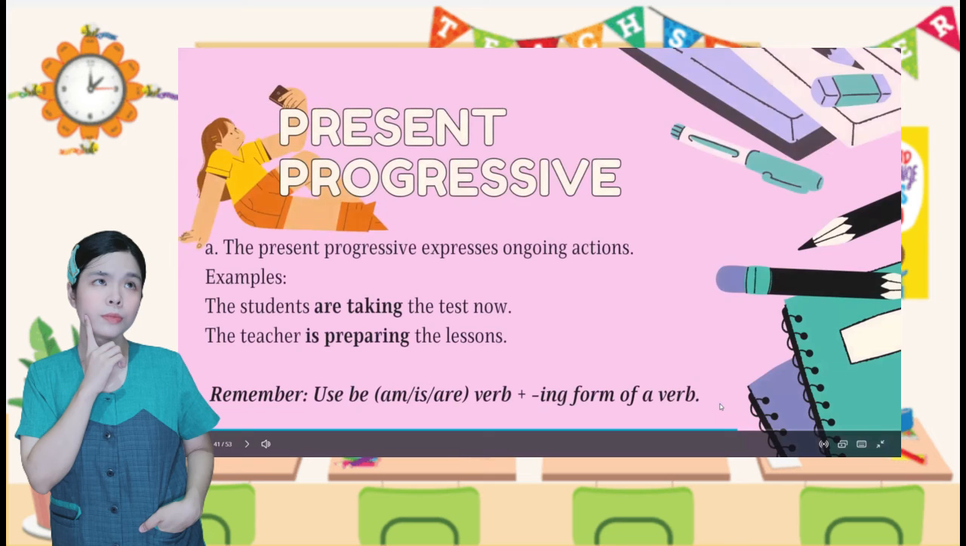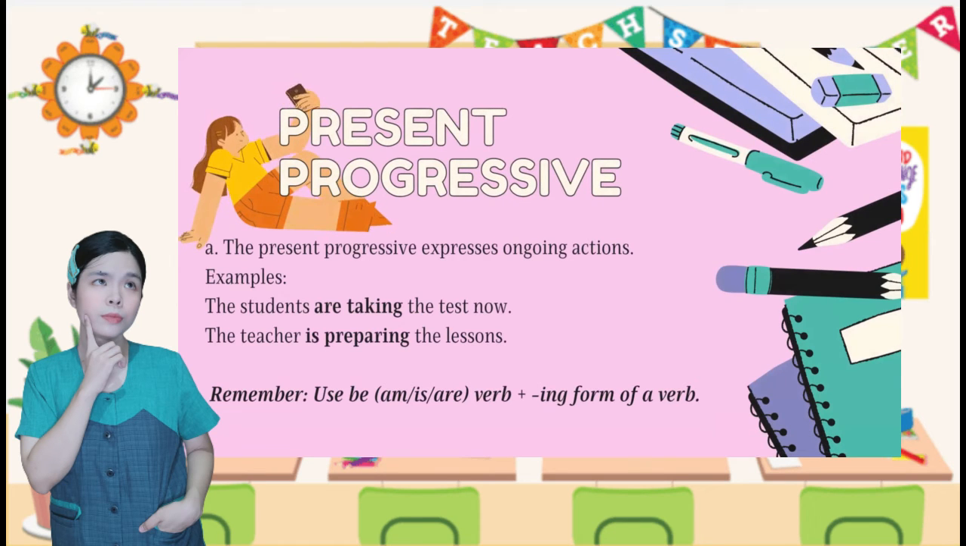Okay, so in the present progressive tense aspect, the present progressive expresses ongoing actions. So we're going to use the be verb, wherein am, is, are, plus the ing form of a verb. For example, the students, the verb here is take. The students take the test now.